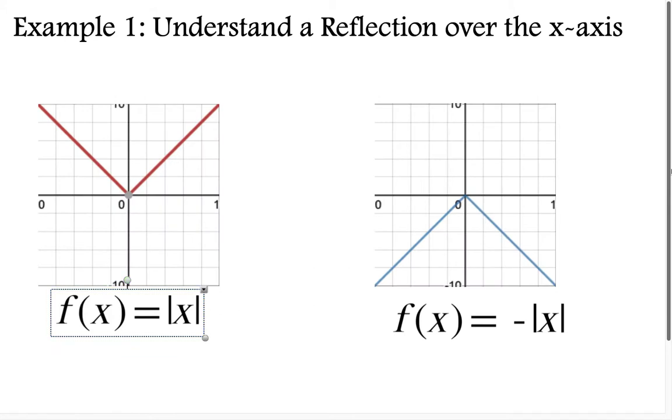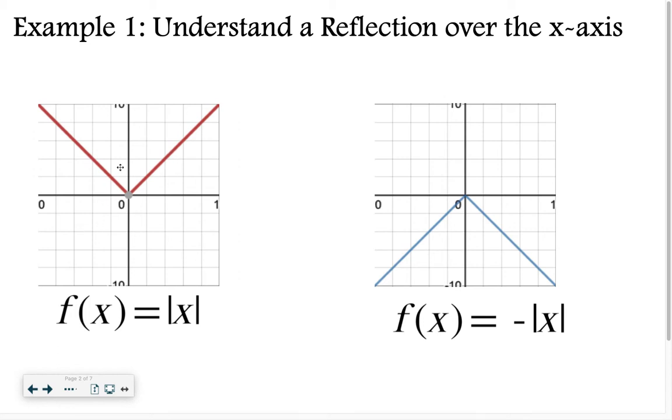So the first thing we want to look at is understanding a reflection over the x-axis and what causes that. So starting with the red function, it's going to be on every single graph to help you know what the parent function is, to help you know what the graph started as, okay? So f of x equals the absolute value of x. Looks just like this red graph over here on the left.